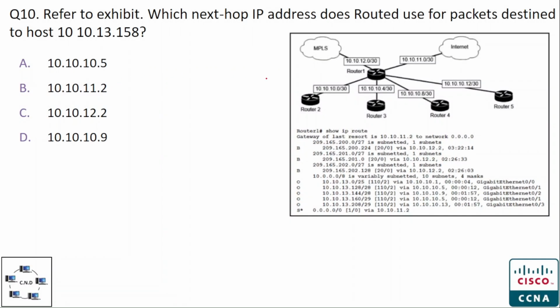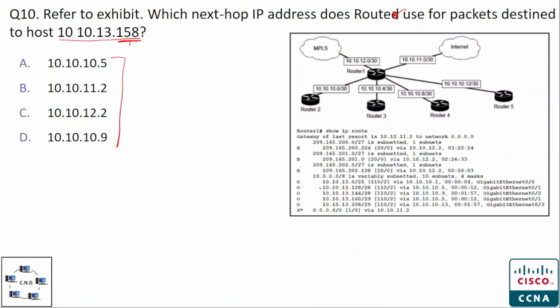Question number 10, refer to the exhibit. So this is the exhibit. Which next hop IP address does the router use for packets destined to the host 10.10.13.158? So we have a destination host of this 158. Which next hop is used to reach this destination? And we have these next hops: option A 10.10.10.5, option B 10.10.11.2, option C 10.10.12.2, option D 10.10.10.9.